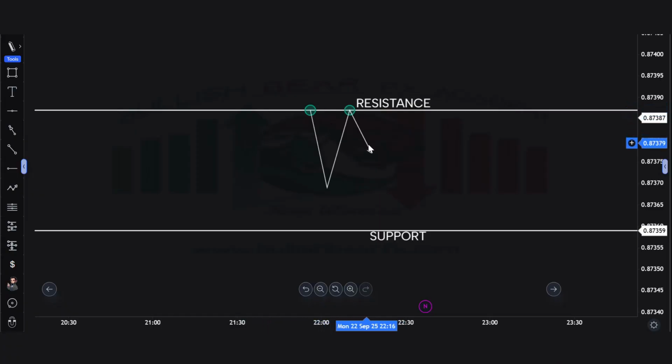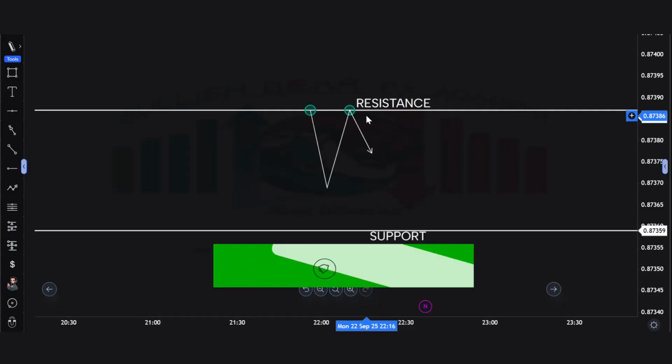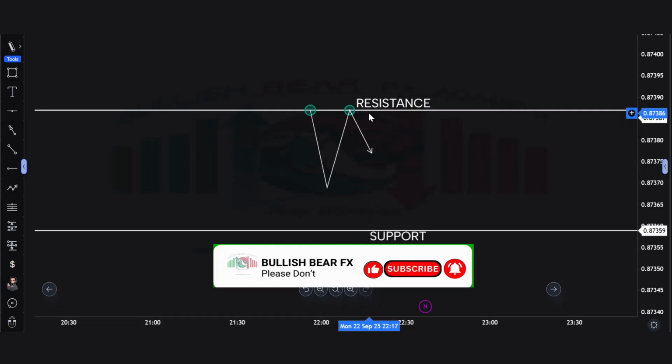Now that price has pushed back down, how do we find our entry from the resistance level? You must remember that when trading from a resistance, that means you should be looking forward to selling and not to buy. As buy means bullish, which means uptrend. Sell means bearish, which means downtrend. So that means the opportunity you're looking for is the opportunity to sell.